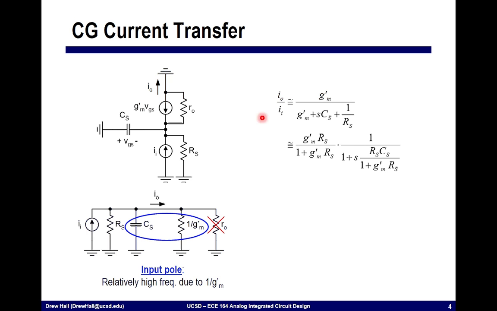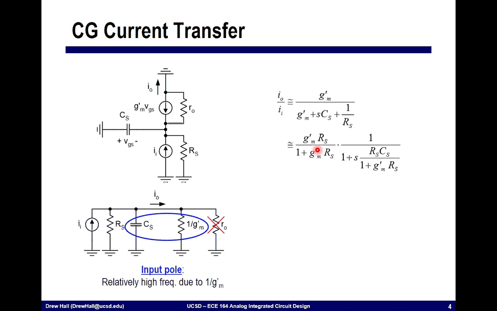Now, we can write this transfer function I out over I in. Very simple to write by hand. If you want to convince yourself, you can write KCL here, though. Essentially what we have is GM prime divided by GM prime plus SCS plus 1 plus RS. If we didn't consider any frequency dependence, we would essentially have GM prime RS divided by 1 plus GM prime RS. This quantity is large, right? So if GM prime is large or if RS is large, this quantity in total would be much greater than 1, and we essentially get near unity current gain.